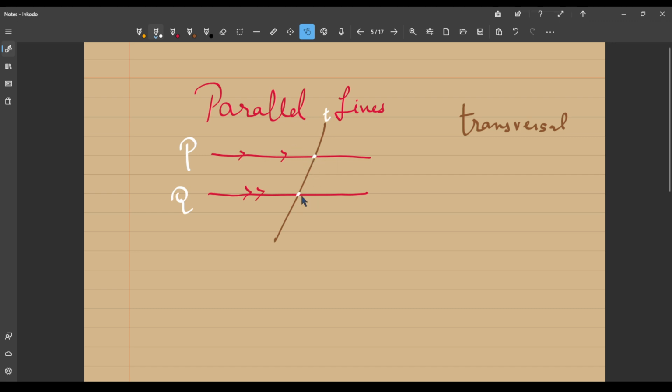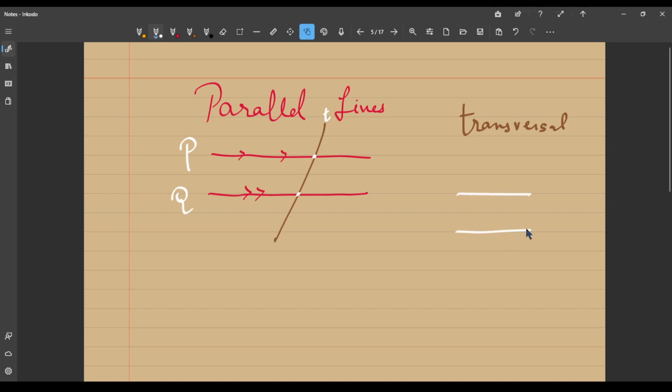Now, how many angles are formed when the transversal cuts these two parallel lines? We can see that 4 angles are formed when it cuts P, and 4 more angles are formed when it cuts Q. Now, the question is, can you get an intuition on the relationship between these angles? Do you feel that some angles may be equal? Can you guess if there is any relationship between the two angles? Now let me redraw these lines for you.